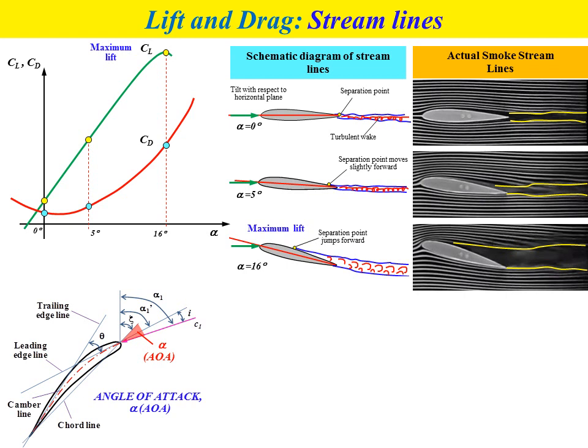Also at this point the value of CD increases drastically compared to the previous condition of alpha angle of attack equal to 5 degrees.